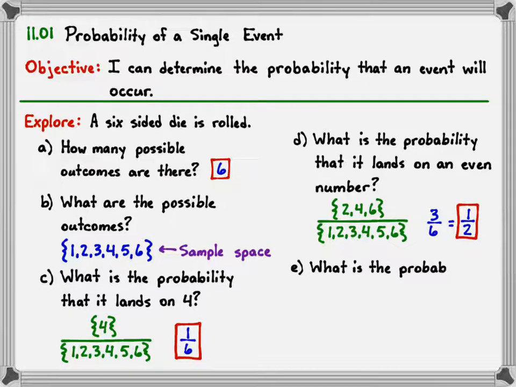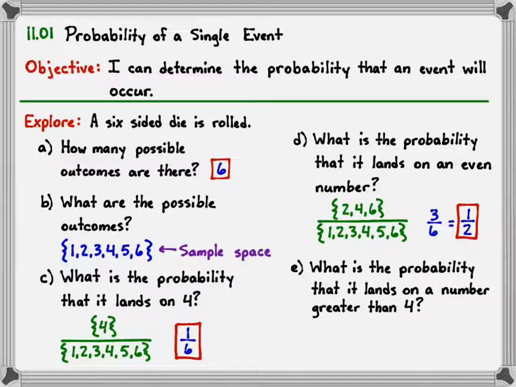For part E, it says, what is the probability that it lands on a number greater than 4? So now we have to find the things that are greater than 4. Well, looking at our sample space, we have 2 things that are greater than 4. That's 5 and 6. So we're going to list them out as our event space. And then obviously on the bottom, the denominator, we're going to put our sample space. So how many things on top? 2. How many things on the bottom? 6. And as a result of that, we can reduce that and get 1/3.